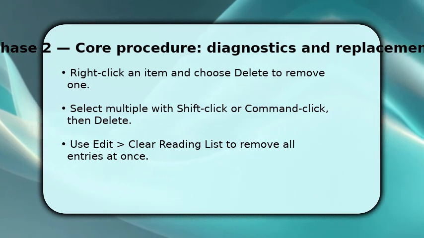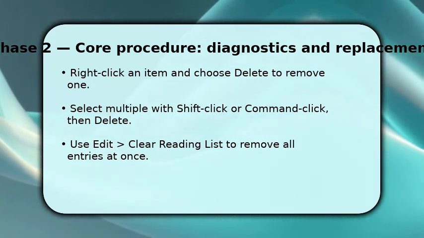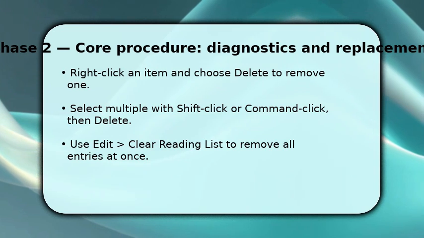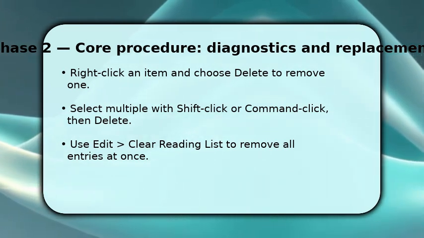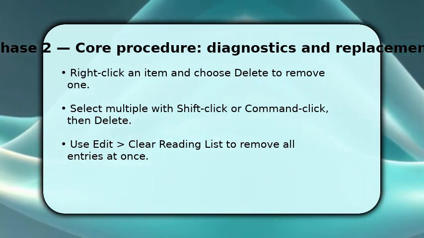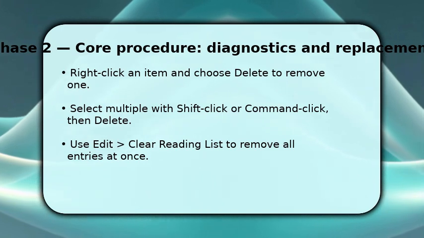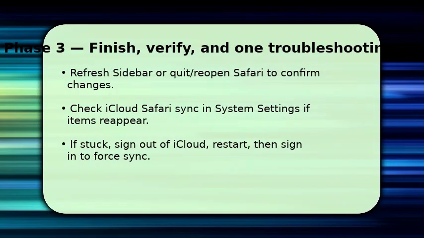This clears everything. Be aware, clearing synced items removes them across your devices, so double-check before clearing if you want to keep anything elsewhere. Once done, verify removal by refreshing the sidebar or quitting and reopening Safari. This confirms items are gone locally.